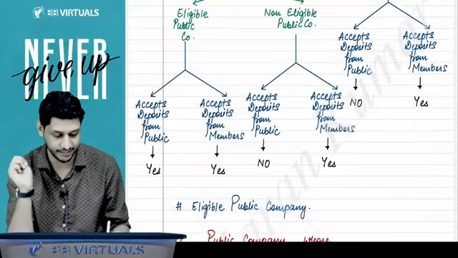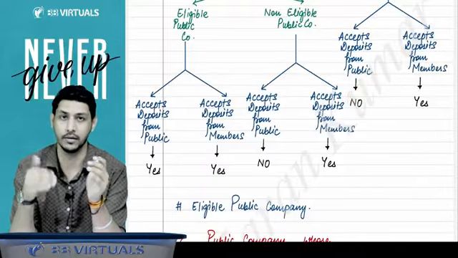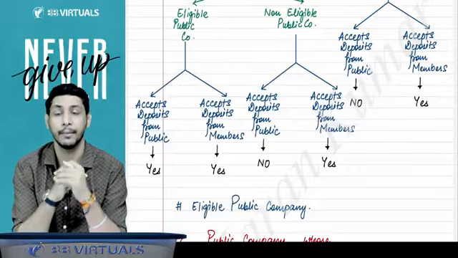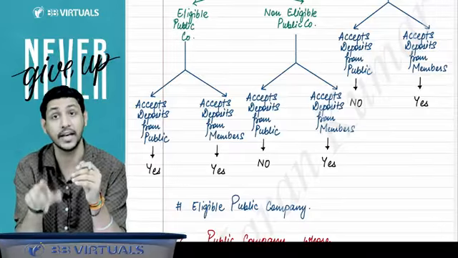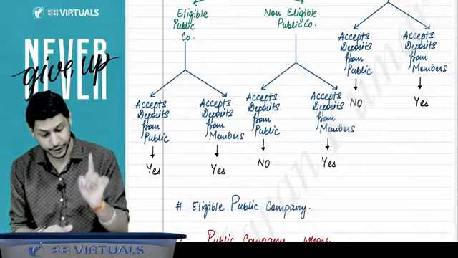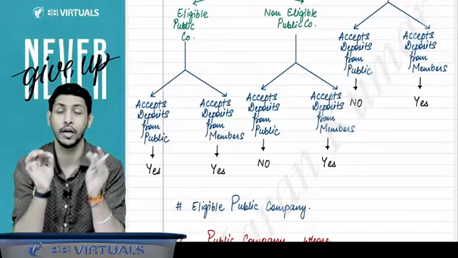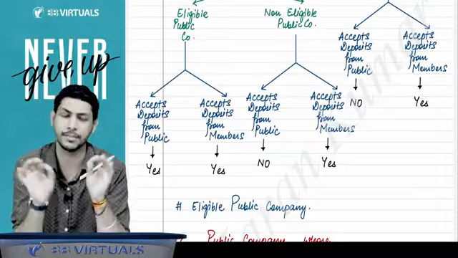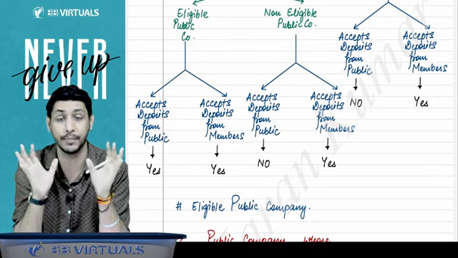And for that, section 73 is applicable. If you raise deposits from the members, section 73 will be applicable. But if you raise deposits from the public, then section 76 will be applicable. But which company can accept deposits from the public? Only and only an eligible public company, not all public companies. Only an eligible public company can accept deposits from the public.